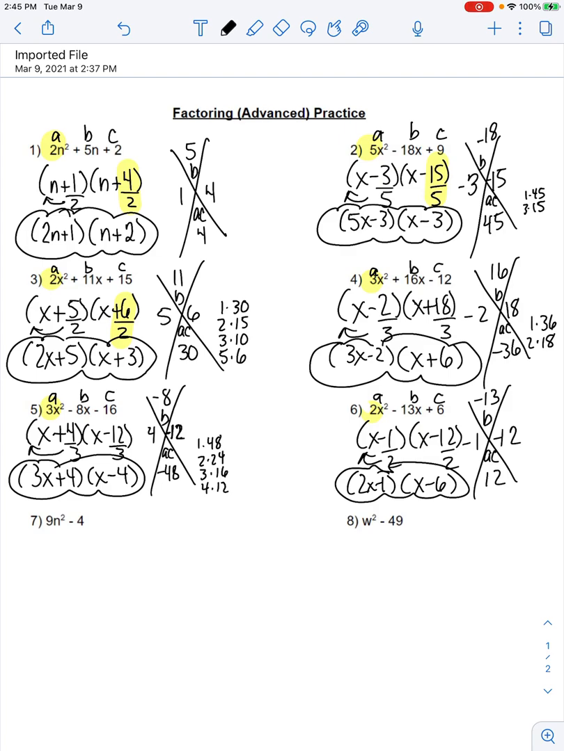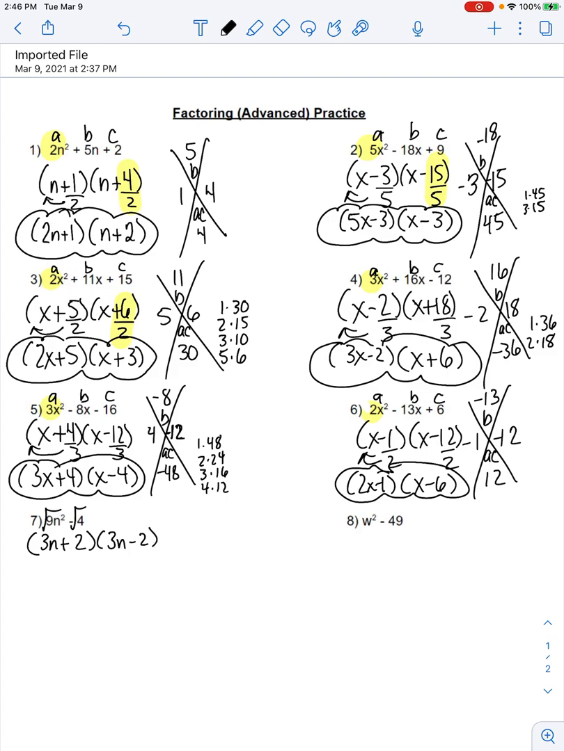Now let's look at 7 and 8. Both of these are difference of squares. Remember, you can still use magic X on these, but I want to show you difference of squares. So the square root of 9n squared is going to be 3n. The square root of 4 is going to be 2. So my factors are going to be 3n plus 2 times 3n minus 2.